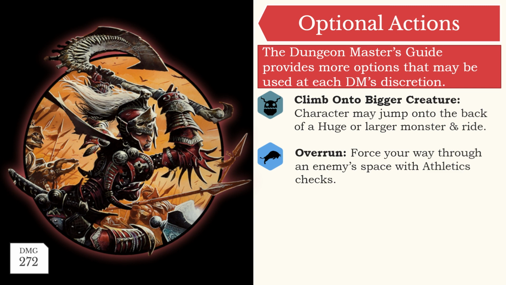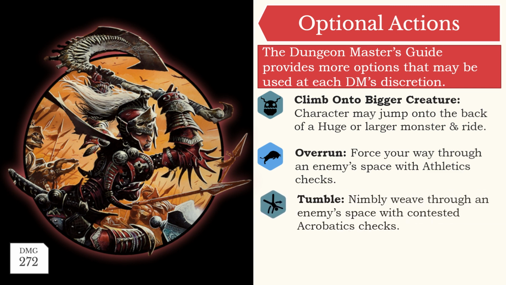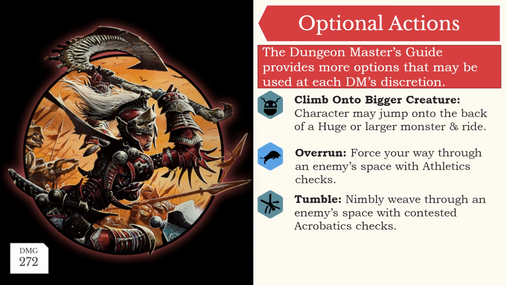The moving character gains advantage to that check if they are at least one size category larger than the creature they're plowing through, and disadvantage if they're smaller. No damage or other effects are applied to the target, and the defending creature may make opportunity attacks as usual if provoked. And the last action option to discuss here is tumbling.